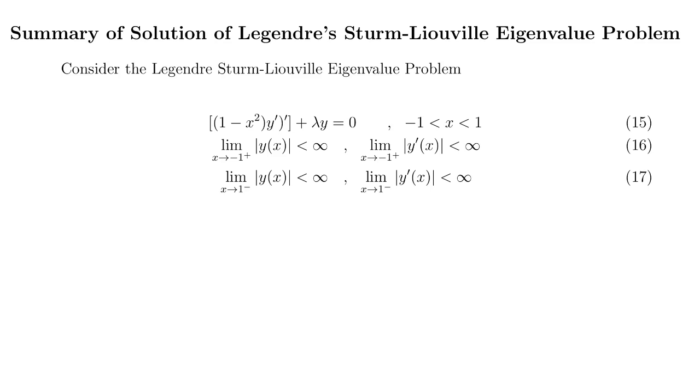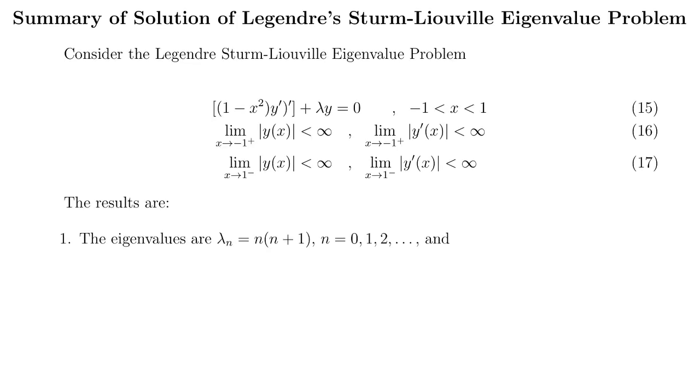So let me summarize the solution of Legendre's singular Sturm-Liouville eigenvalue problem. Here it is, shown in equations 15, 16, and 17. 15 is Legendre's equation, and 16 and 17 are the bounded conditions on y and y prime at the singular points of the boundary.